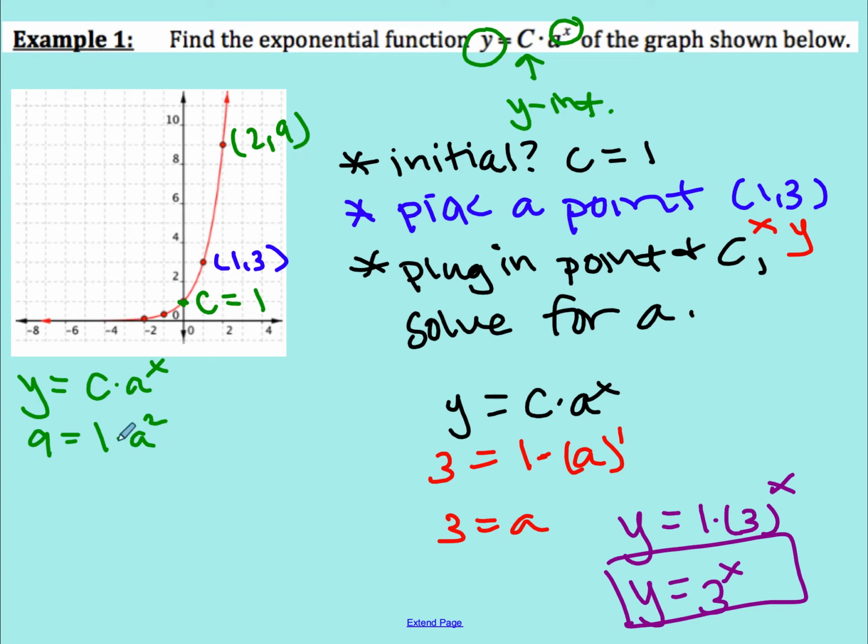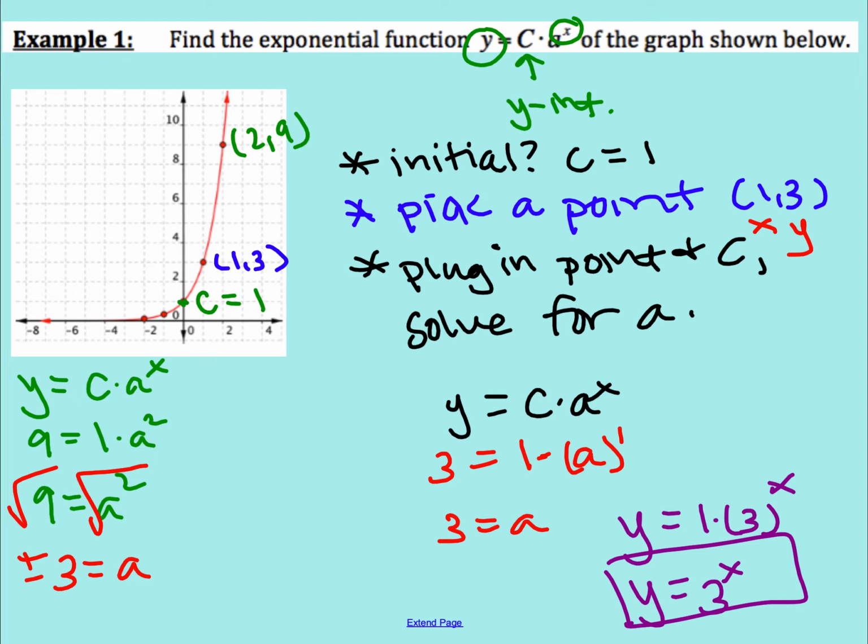Okay. Well, if this was a number other than 1, I would first start out by dividing by it. But since it's 1, I really have 9 equals a squared. And then we go ahead and we take a square root. Remember, when you guys take a square root, 2 answers. So it's plus or minus the square root of 9, which is 3. And so a is equal to positive or negative 3.